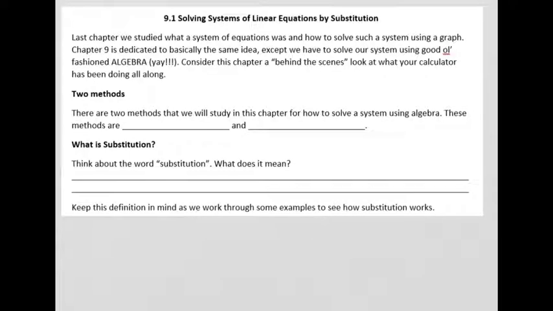Like I said, today's going to be a little bit tough. Chapter 9 is very algebra intensive. And if you're weak in algebra, this will be a good refining process. There's lots and lots of algebra in this chapter.